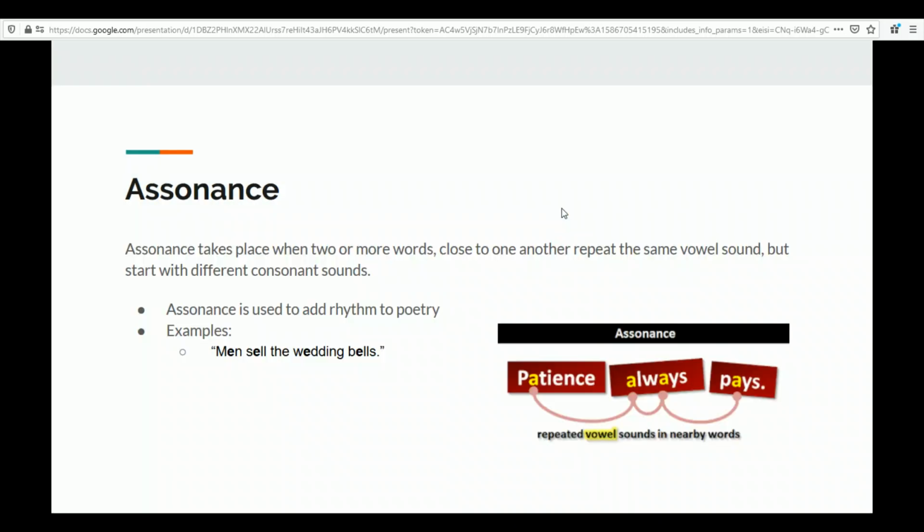Assonance takes place when two or more words close to one another repeat the same vowel sound, but start with different consonant sounds. Assonance is used to add rhythm to poetry. Example: men sell the wedding bells. Or here's another: patience always pays. You see that they repeat the same vowel. Vowels are anything that's not a consonant. So that's what assonance is.